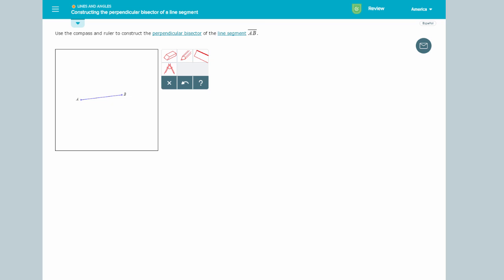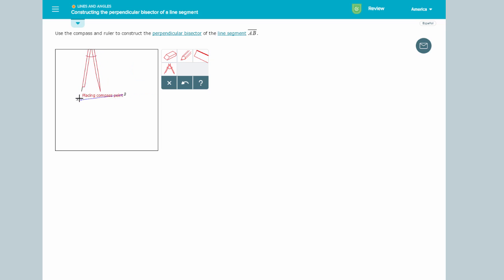To construct the perpendicular bisector, I need to remember that the perpendicular bisector is the line that is everywhere along its length the same distance from each end of the segment. In order to get my perpendicular bisector, then, I need to get 2 points that are each the same distance from A and from B.